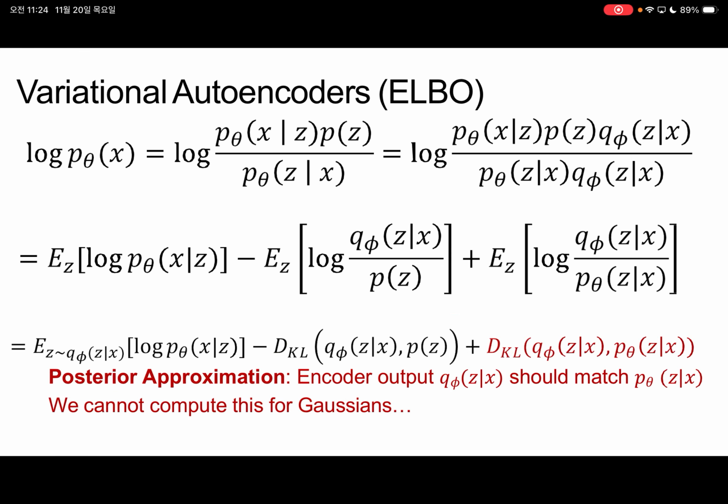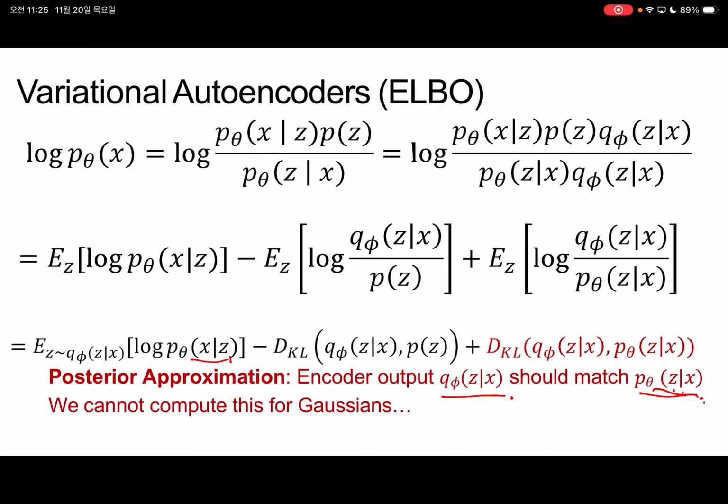And the third one is actually impossible, unfortunately. It's the posterior approximation. The encoder output should match P(z|x), but we cannot get P(z|x), right? As we do not know P(z|x), we introduce Q(z|x) on the encoder side. We cannot get P(z|x). That is the decoder side.